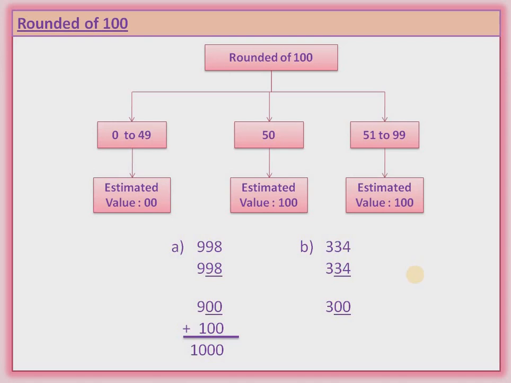Now check this number. Which number? The number is 34. In which category should it be? It should be in category number 1. Understood? It should be categorized into category number 1. So tell me, what is the estimated value? The estimated value is 0, 0. So we will add 2 times 0. So what is the answer? The answer is 300 plus 00, which is equal to 300. Understood? So now we will move on to rounding off to 1000.